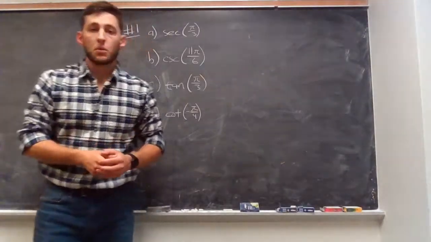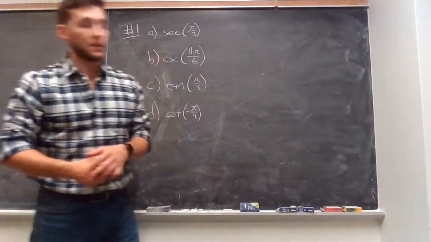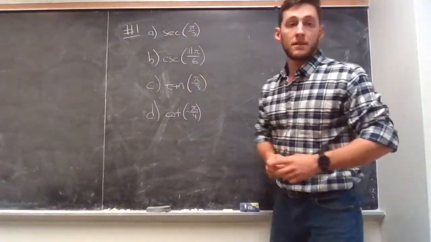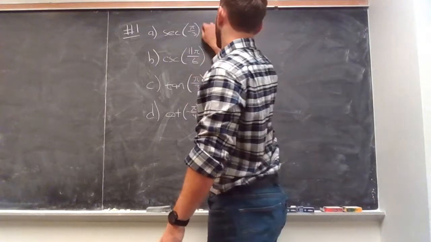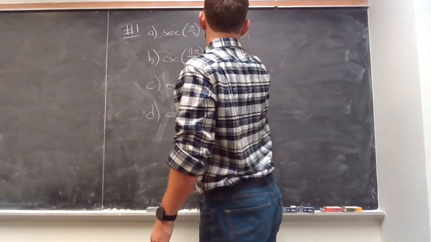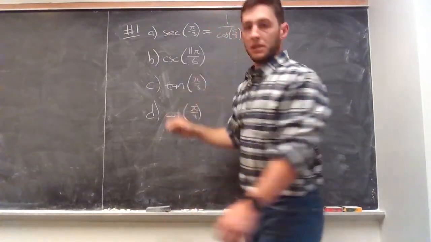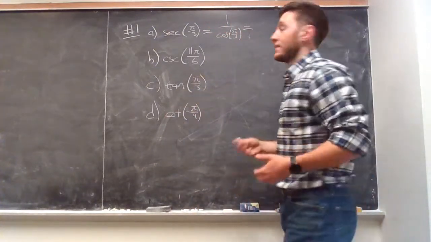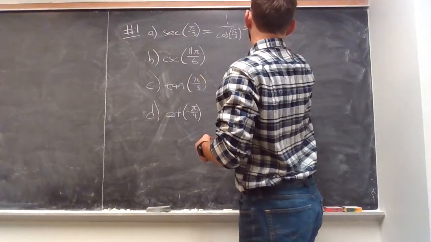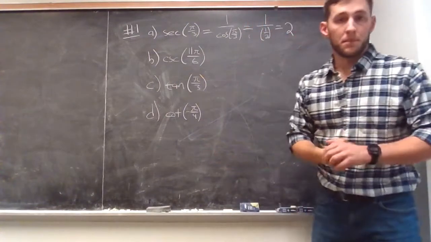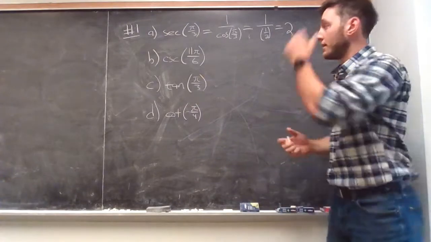All right, so number one on the test review is just going to be to find the following. So first off, let's find secant of pi over 3. So secant, that's just going to be 1 over cosine of pi over 3. And cosine of pi over 3, that will be 1/2. So we'll have 1 divided by 1/2, which will equal 2. So first problem, not too bad.